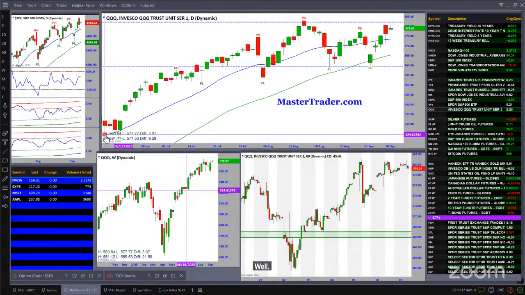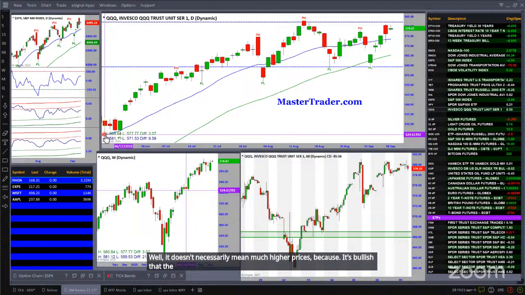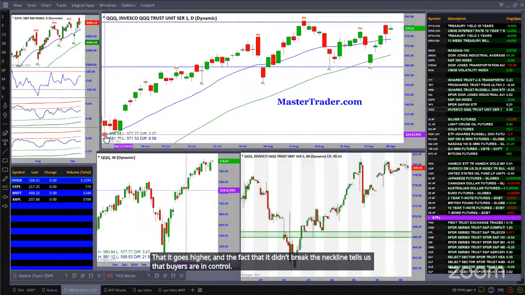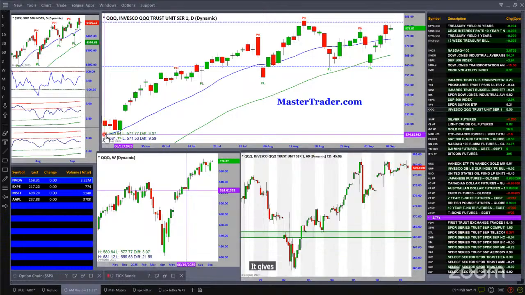Well, it doesn't necessarily mean much higher prices because it's bullish that the head and shoulders was negated, but it's just a trading range. So it is what it is, right? I mean, the fact that it's in an uptrend would suggest that it goes higher. And the fact that it didn't break the neckline tells us that buyers are in control, you know? So we have patterns. And then, as always, no matter what the pattern is, it gives us a bias. And then we see, does it actually follow through or not? So this didn't break down, which was a good thing. It didn't break down, triggering it and then fail.